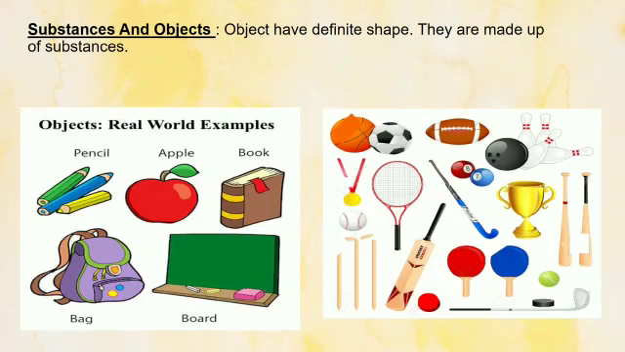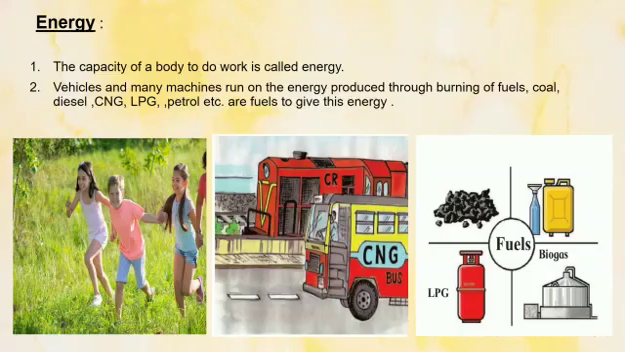Substances and objects. An object is a material thing that can be seen and touched. An object has a definite shape. Its parts are put together in a particular way. Objects are made from substances. Examples of objects are pencil, bat, table, chair, etc. We make useful objects from a variety of substances. Another use of substances is that we get energy from some of them.